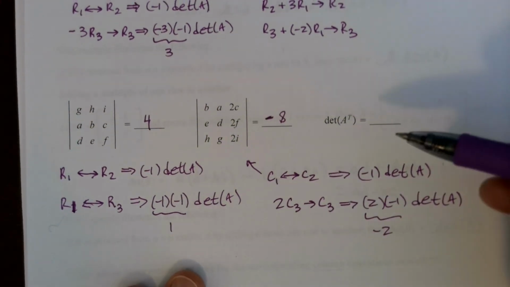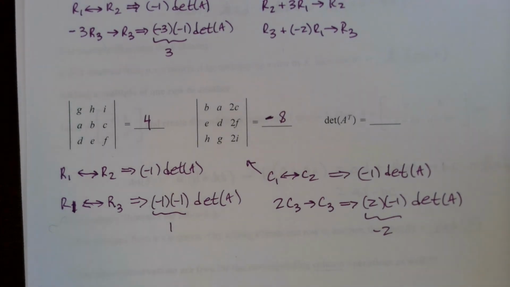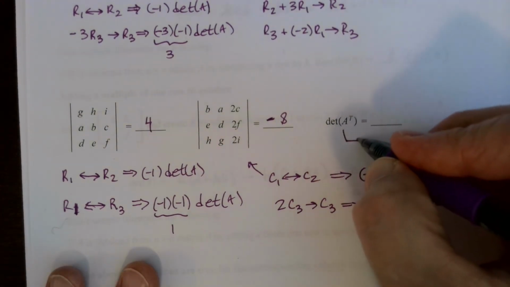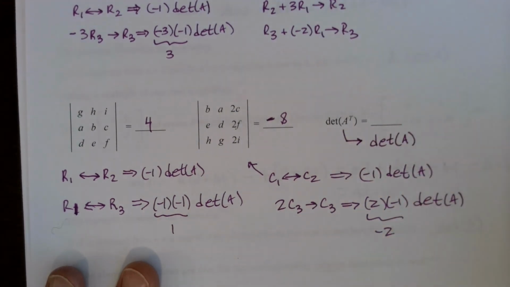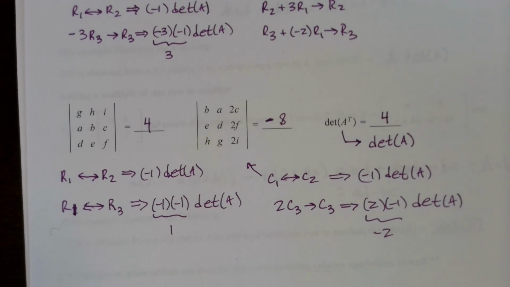And our last example then is, what's the determinant of A transpose? Do you remember from the beginning of the video what we said about that? Determinant of A transpose is the same as the determinant of A. And so that's just 4.